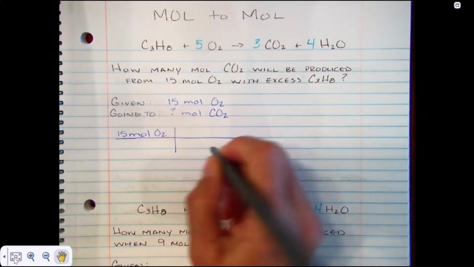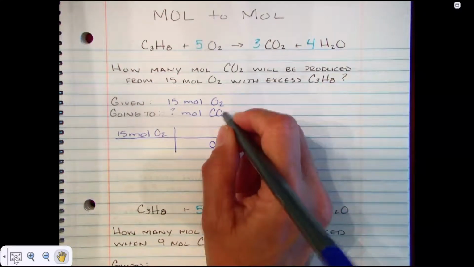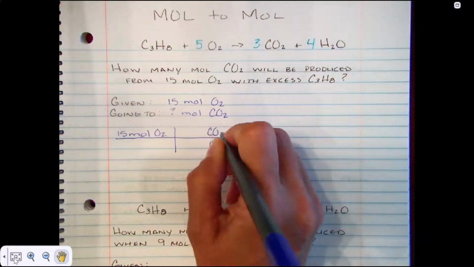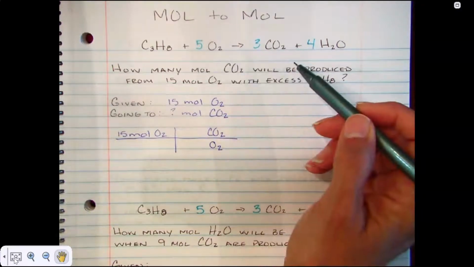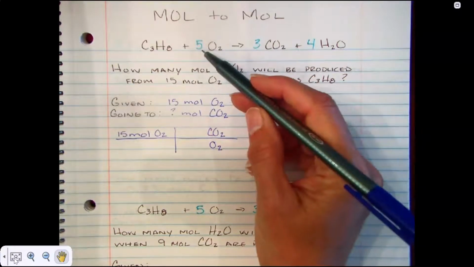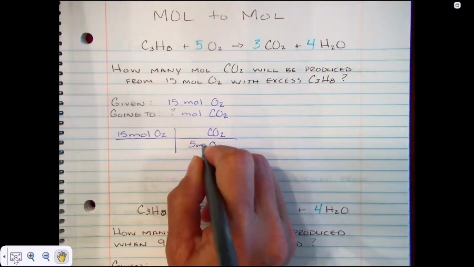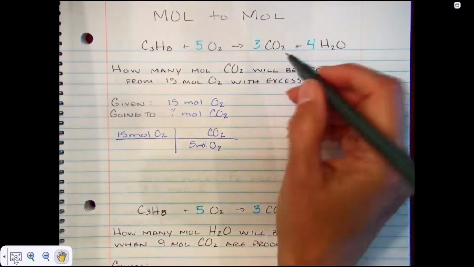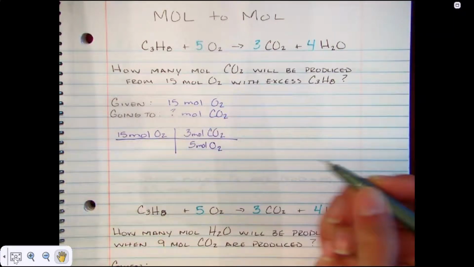So we know that our given has to be O2, which is going to be down here. And what we're going to, CO2, is going to be on the top, and then we need to go up here to the balanced equation. We're going to use the coefficients that are in front of those compounds. So we have a 5 in front of O2, so we're going to put a 5 mole in front of O2, and we have a 3, so we're going to put 3 mole in front of CO2.